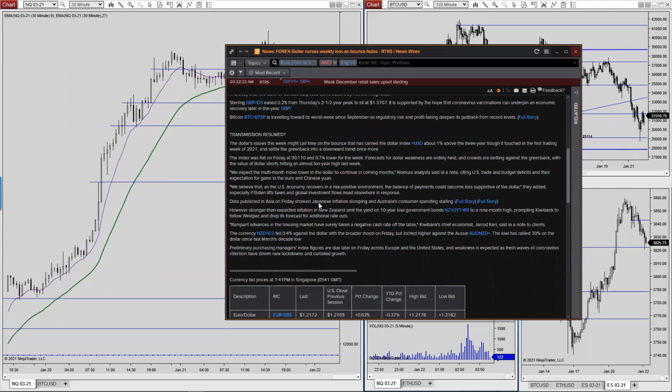Forecasts of dollar weakness are widely held. We believe the U.S. economy recovers in a risk-positive environment. The balance of payments could become less supportive of the dollar, they added, especially if Biden lifts taxes and global investment flows head elsewhere in response. However, stronger than expected inflation in New Zealand sent the yield of the 10-year government bonds to a 9-month high, prompting Kiwi Bank to follow Westpac and drop its forecast of additional rate cuts.